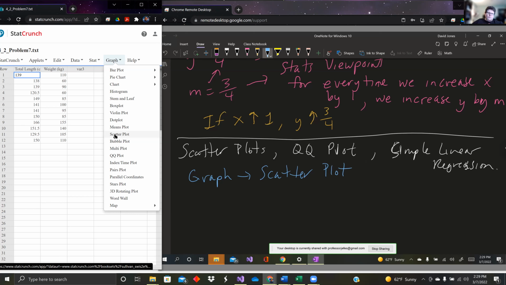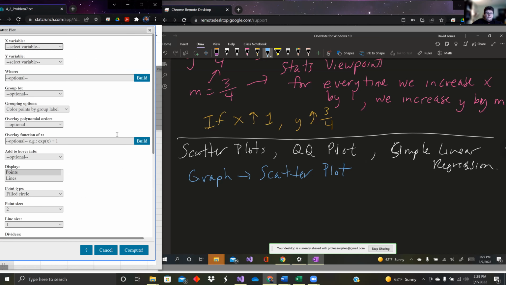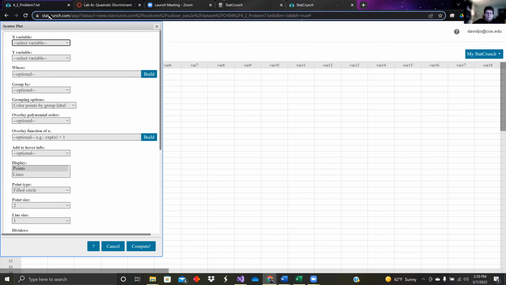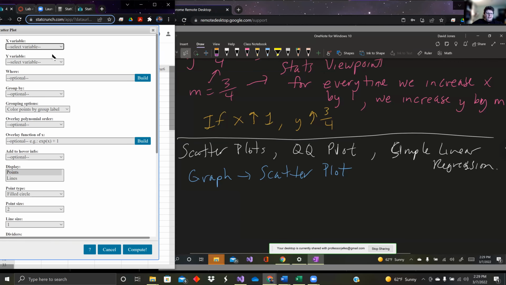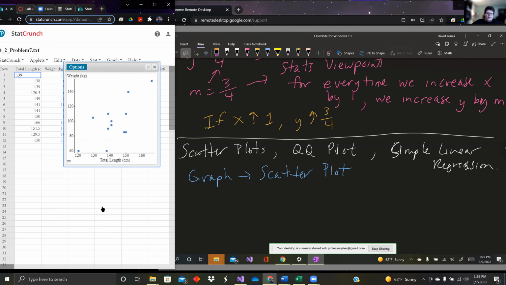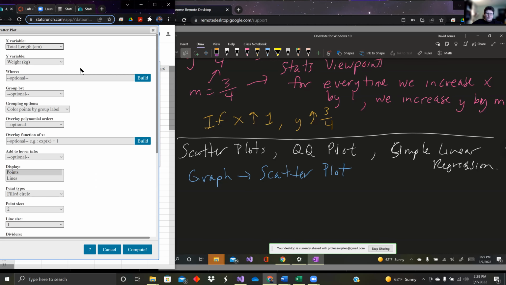And when we click on it, it'll tell us what it wants. It wants our X variable and our Y variable. So I am going to make my X variable the length and the Y variable the weight. We haven't talked about it more than that, but I just want to show you what's going on. This is kind of all over the place. The dots are everywhere. It's not actually showing the scatter plot. So I'm going to edit it, and what we want to do is display lines.